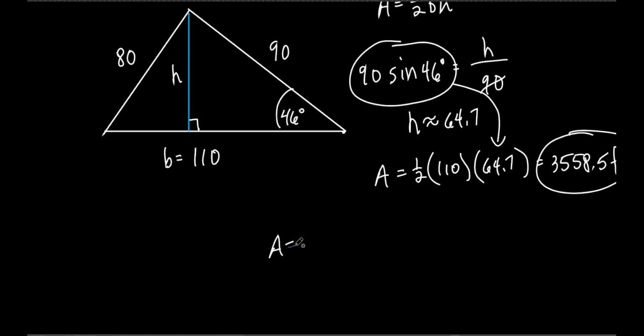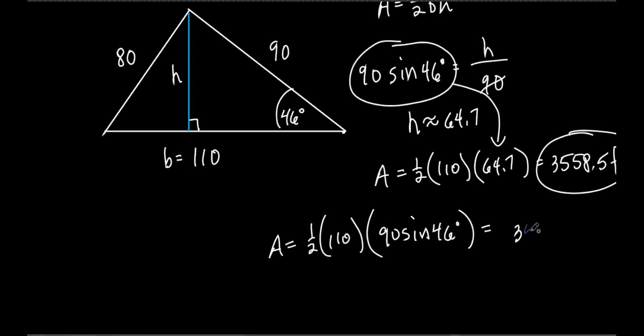All right, so let's just write it down. So area equals what? 1/2 of 110 times the 90 sine of 46. So this is what the book did, and this is probably the better way to do it, okay? This probably is, right here, the best way to do it. And they got, let me see what they got, because I didn't write it down. They got 3560, which is pretty close, right? 3560.7, and that's feet squared.